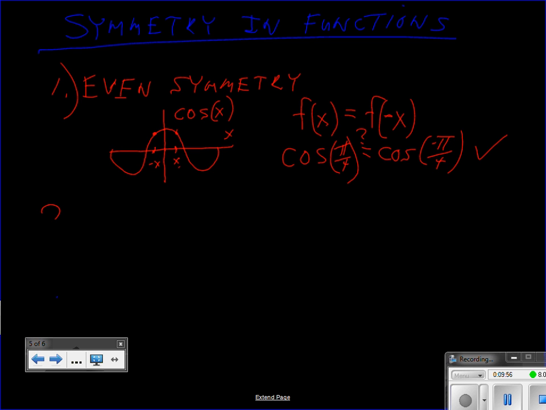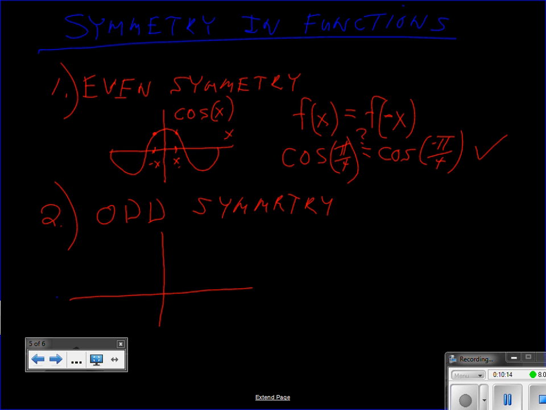Okay, how about if there's even function, even symmetry, you might guess there's odd symmetry. Or they might call it symmetry with respect to the origin. Since we're talking about trig functions, what trig function comes to mind? How about the sine of x? Oops, that is not such a good drawing there.